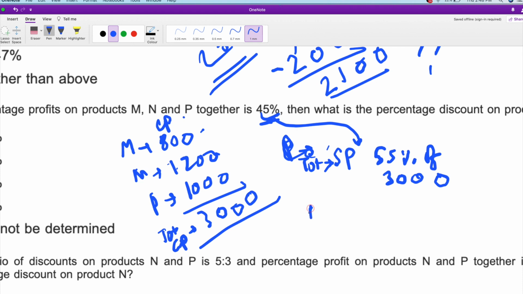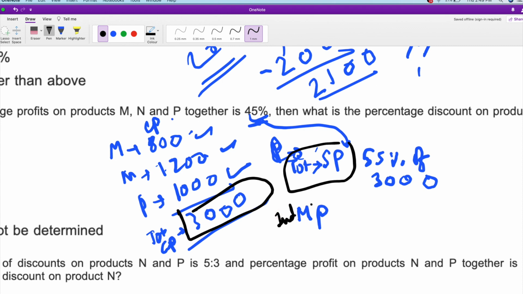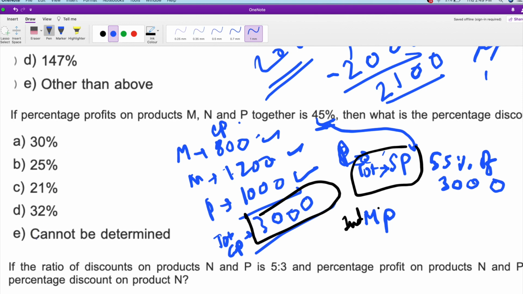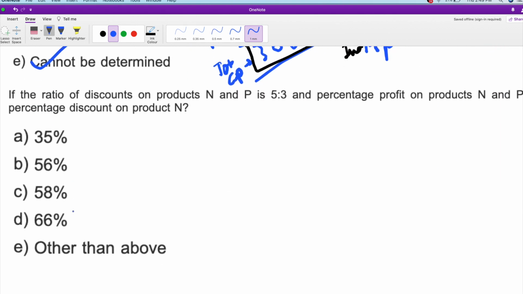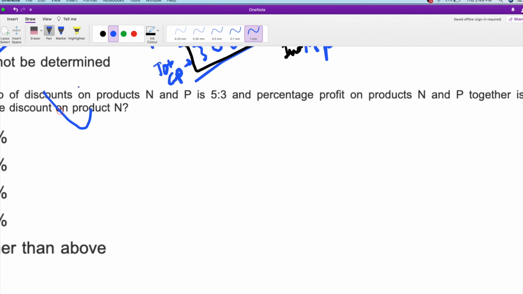You can find the individual marked price, but can you find out the individual discount? You cannot, because you do not have the individual selling price or the individual profit percentage. That is not available. You have the total cost price, the total selling price and the individual marked price. So you cannot find out from this data. So your answer will be cannot be determined. Next question. If the ratio of discounts on products N and P is 5:3 and the percentage profit on N and P together. Okay, this one is a repeat question.